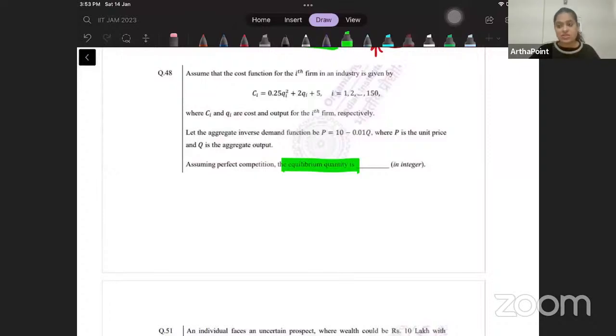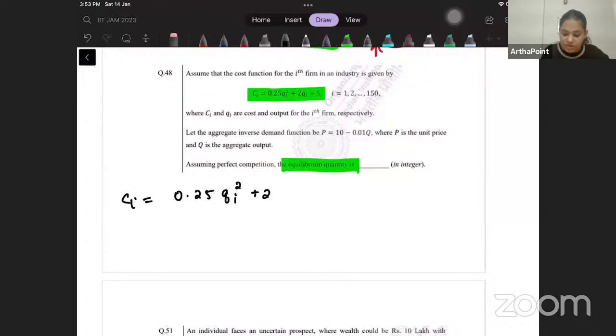So let us try and see what this question is saying, and then I will tell you what two answers were accepted by IIT. First of all, you're given a cost function of an individual firm. So Ci is given to you as 0.25 Qi square plus 2Qi.